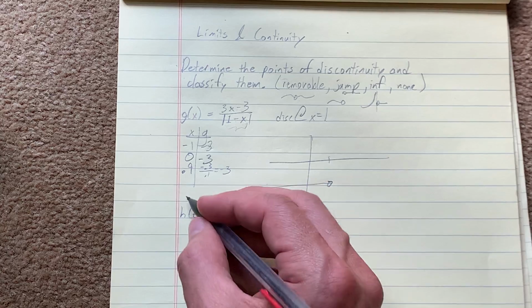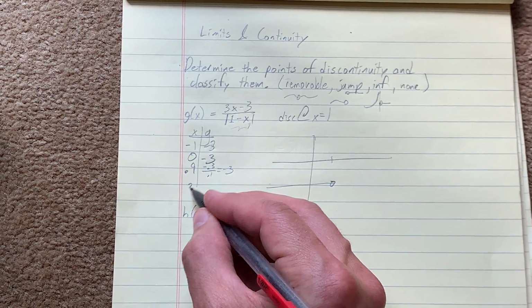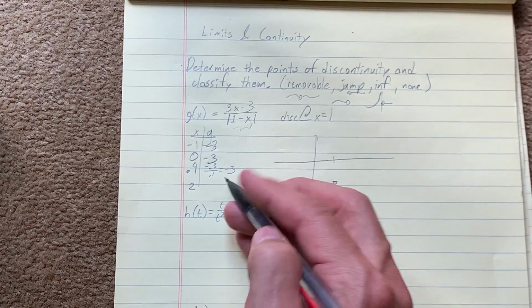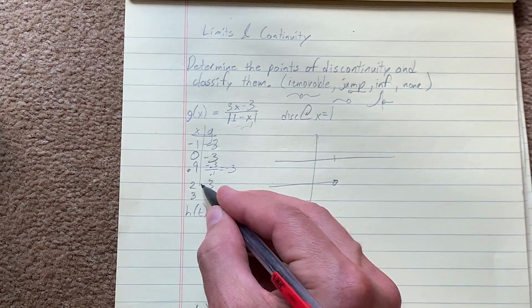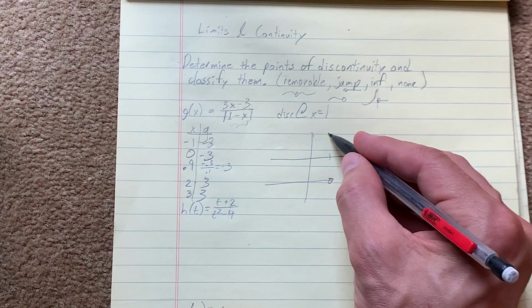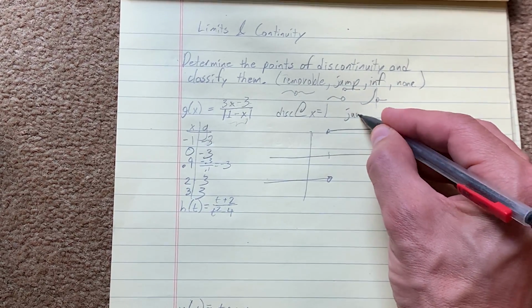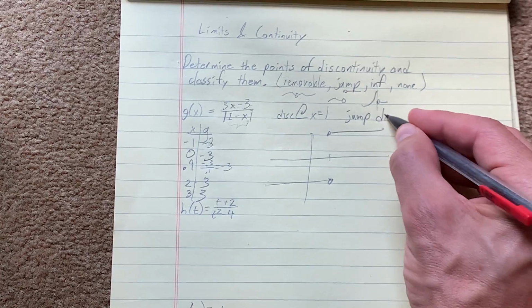What about to the right of there? Well, you can plug in 2. 2 gives you 6 minus 3, 3 on the top, 1 on the bottom. If you do 3, you can just double check, it's 3. This is what the graph looks like. And this is a jump, a classic jump discontinuity.